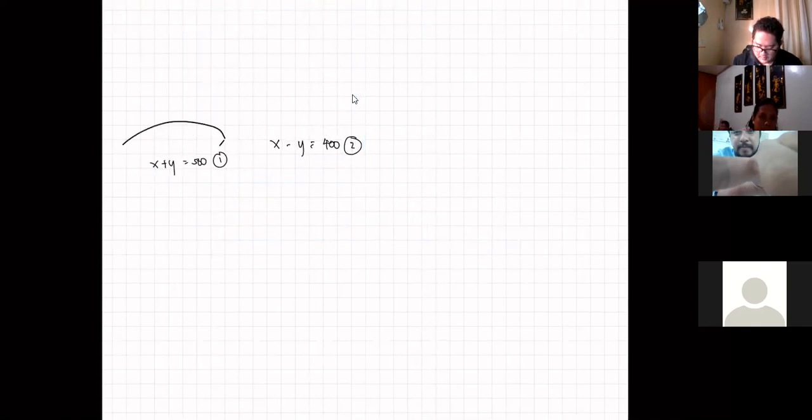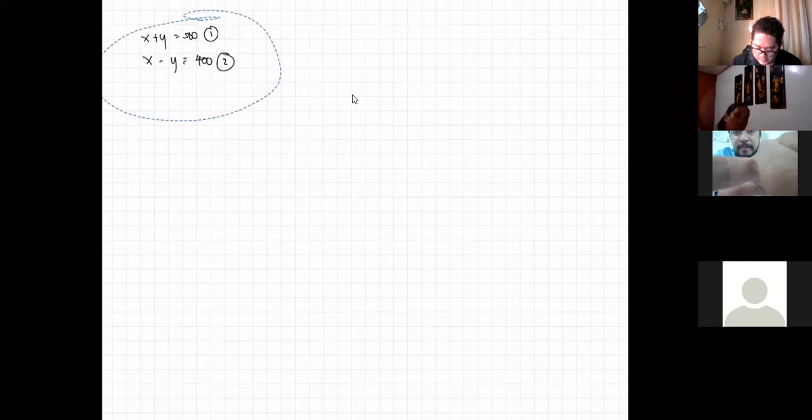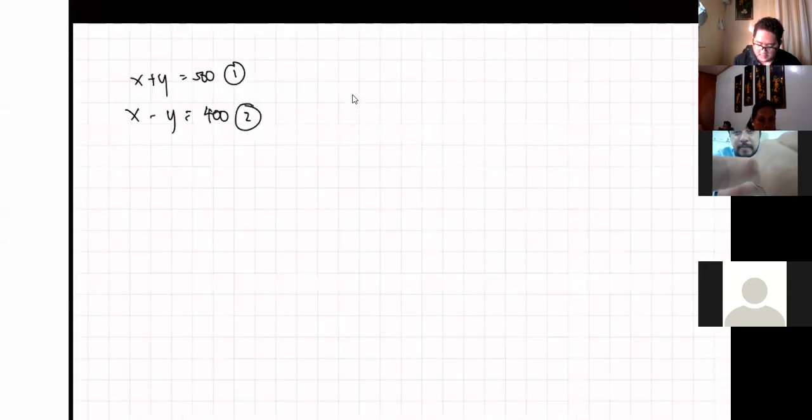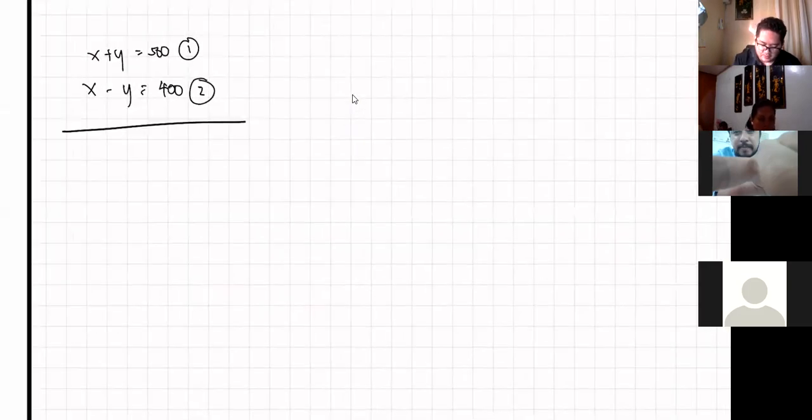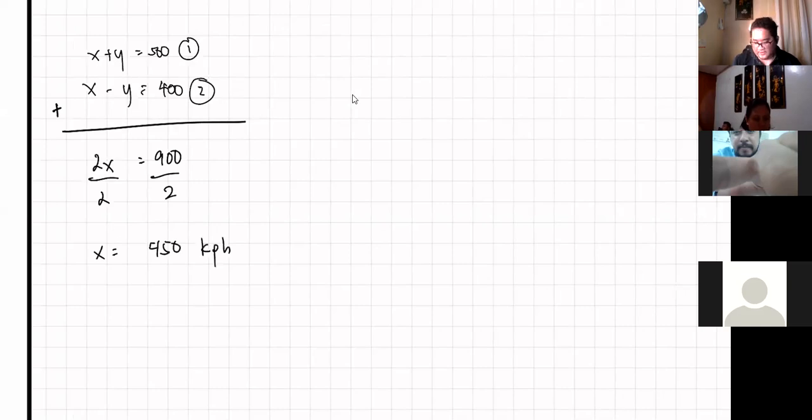Okay? So, ito yung equation 1 and equation 2. Okay? So, by elimination method, madali lang natin makuha yung x. Pag pinag-add natin yung dalawang equation na to, this will be 2x is equals to 900. Divide natin both side by 2. X is equals to 450 kph, kasi kilometers tsaka r yung ano natin.